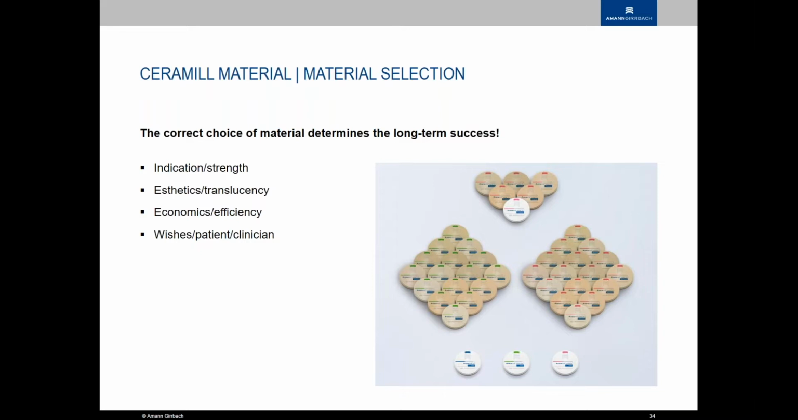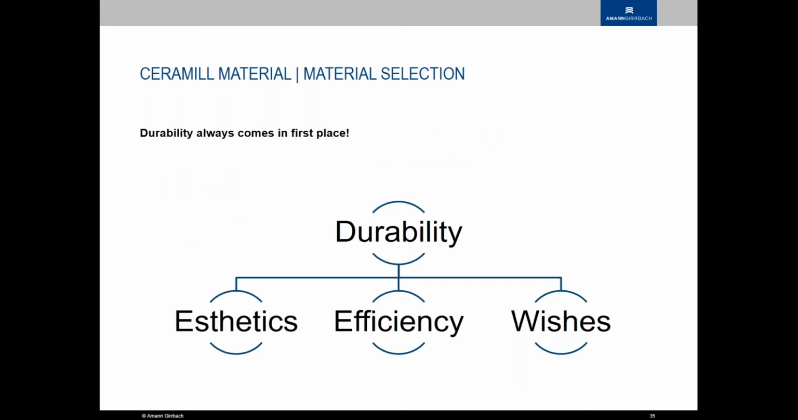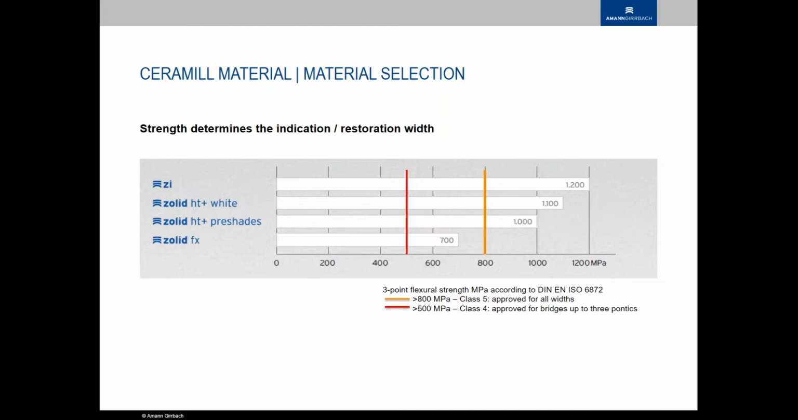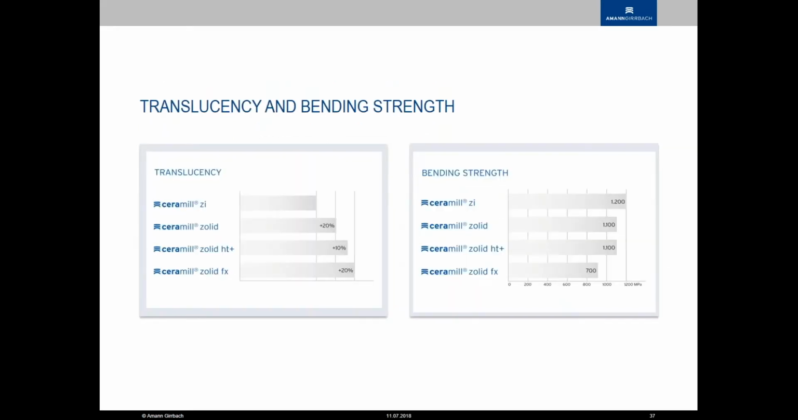And there's some wishes maybe the patient or clinician has, but in exactly that order how they are listed here. And this is just another way of saying that. Coming back to what we already had discussed, you should basically pick the indication based on the flexure strength and the classification, where you should be with what type of indication. And then as a second one, we want to look at the translucency, the aesthetics. And this, I think, is the best slide to also explain that.